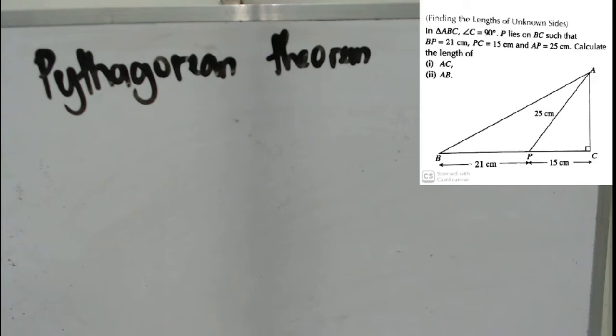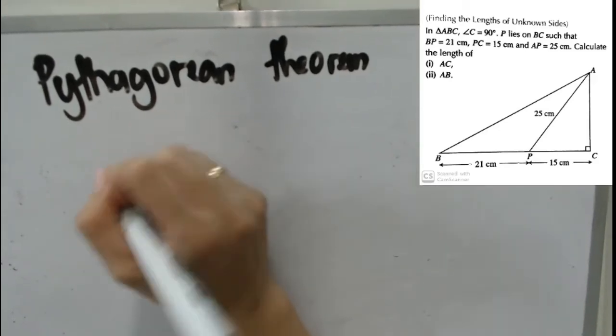So, given the triangle ABC has angle C as 90 degrees, and P lies on BC such that BP is 21, PC is 15, and AP is 25 cm, calculate the length of AC and AB. First, take a look at what is missing. We need to find AC. Since C is 90 degrees, the missing one is one of the legs again.